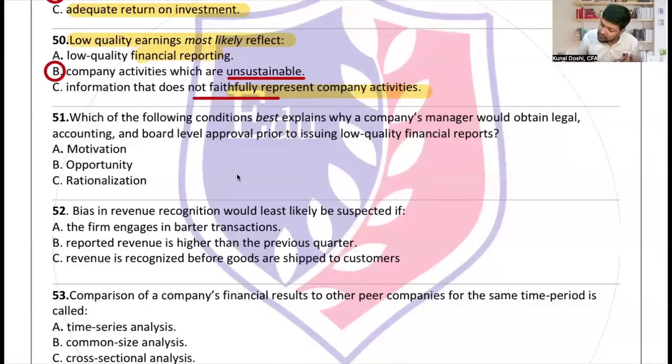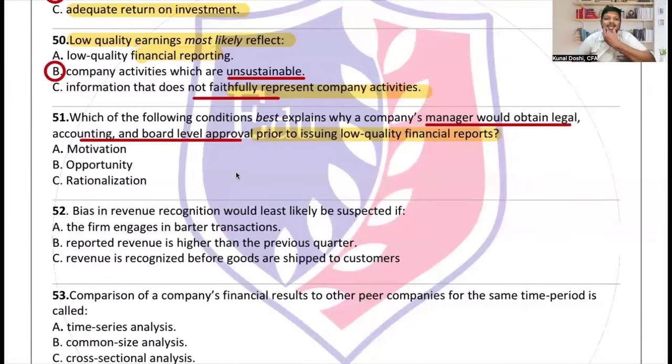So see, which of the following conditions best explains why a manager is obtaining legal, accounting, board level approval prior to issuing a low quality report? The manager is just checking, I won't get caught, right? So is it motivation? Is it opportunity? Or is it rationalization? Which one? Very interesting.